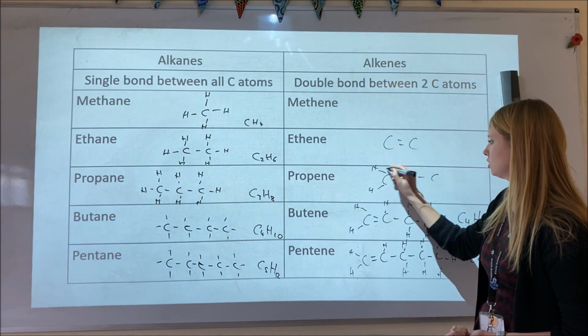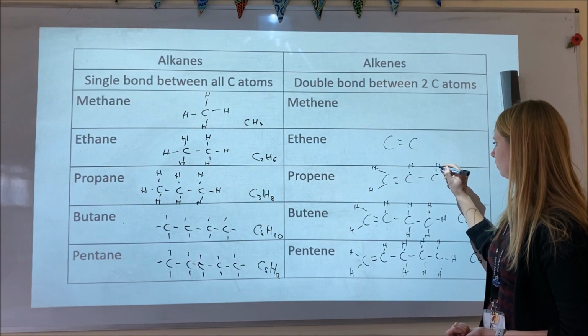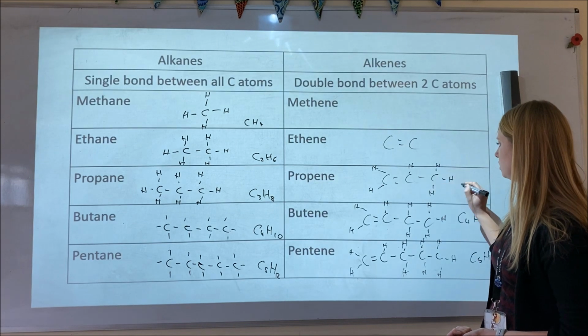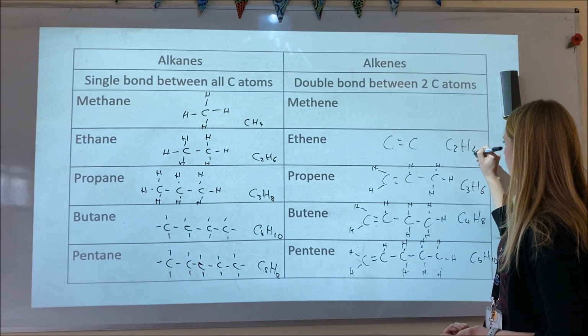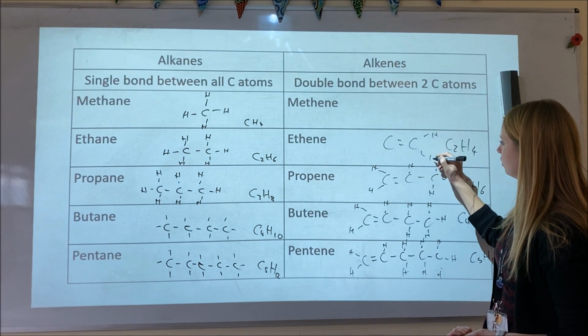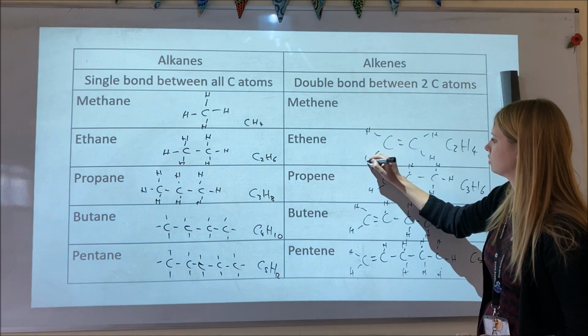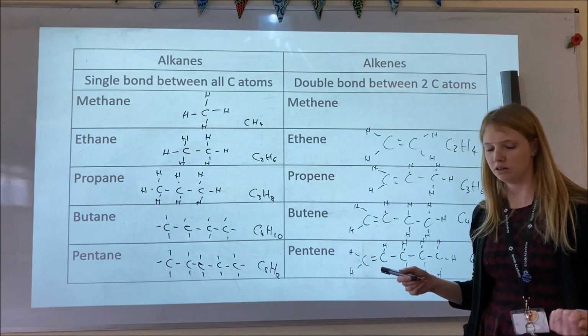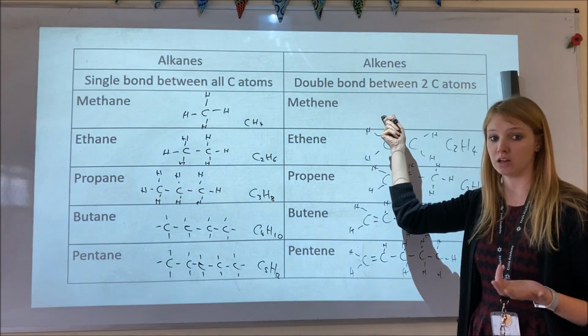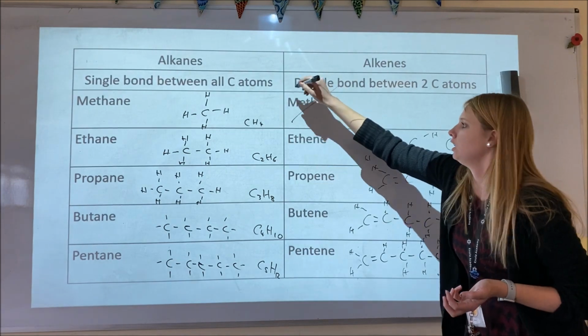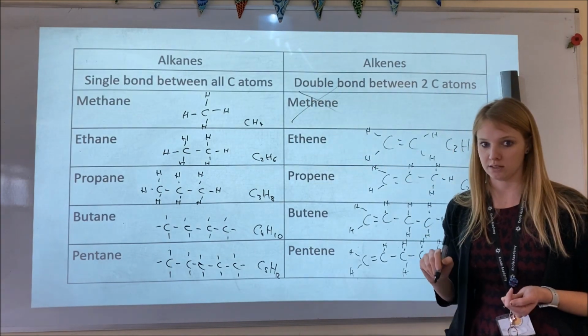1, 2, 3, 4, 5, 6. This is going to be C2H4. Each one of these only has a 2. Methane can't exist because I can't have a double bond if I've got no other carbon to bond to. So methane does not exist.